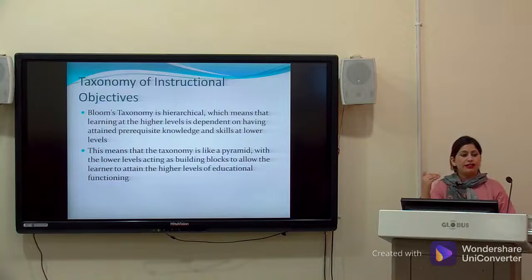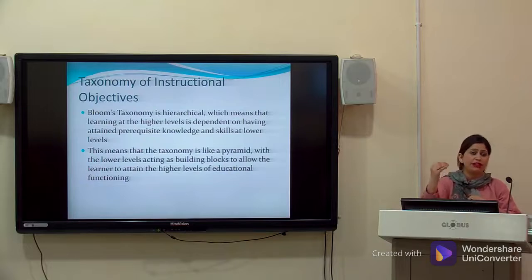When you reach the higher level, it's important that you have accomplished the lower levels. So, the lower levels act as building blocks to allow the learner to attain the higher levels of educational functioning. As I said, the higher order learning and the lower order learning. So, in order to reach the higher level, first the learner has to learn at the lower level. The learner has to first attain those stepwise learnings. First he will learn at the lower level and then he will reach the higher level of learning. That's why it's called a hierarchy.